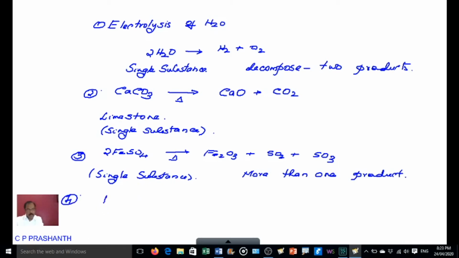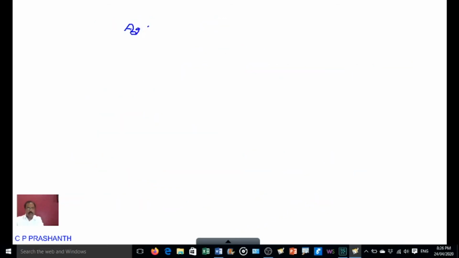So one more reaction, let's see. If you heat lead nitrate, lead nitrate is Pb(NO3)2. Heat strongly, it will get decomposed to produce lead oxide plus nitrogen dioxide plus oxygen. Here again you can see you have more than one product, whereas it is formed from a single reactant.